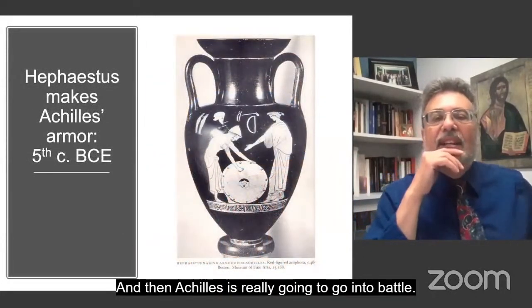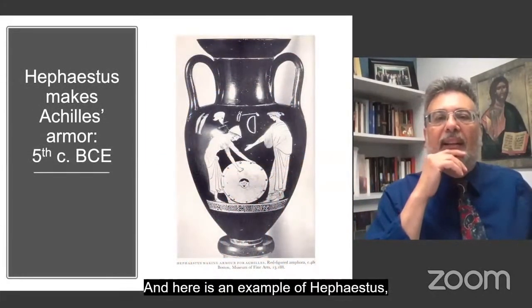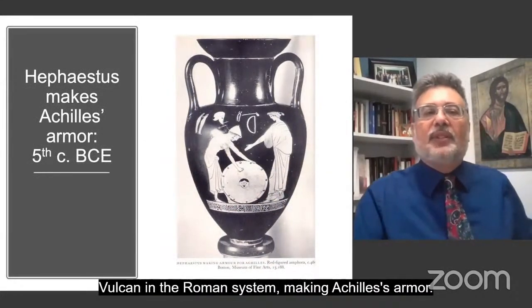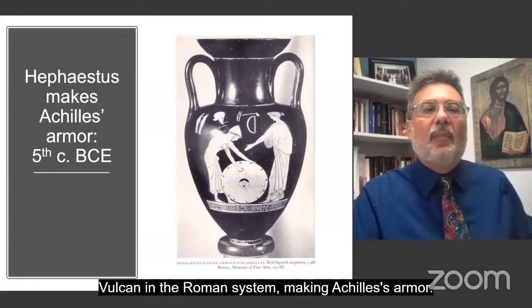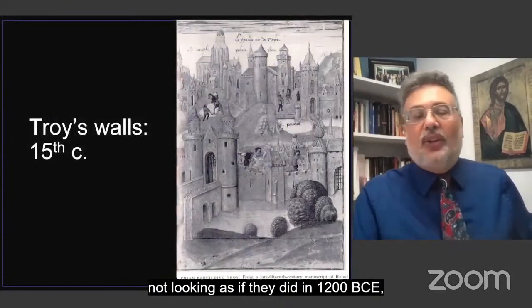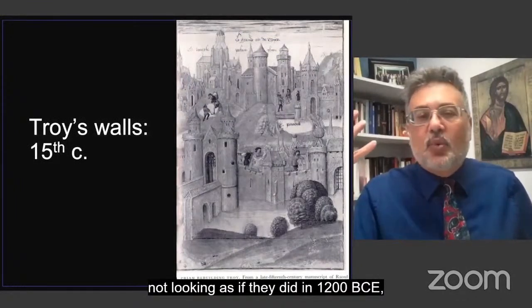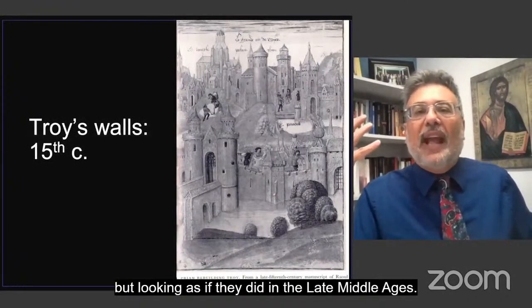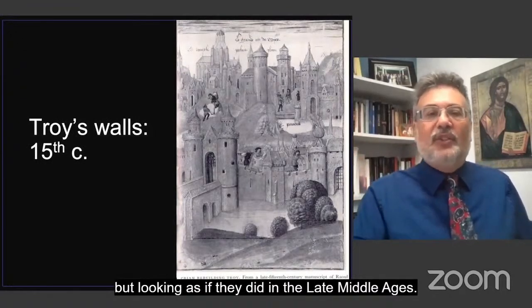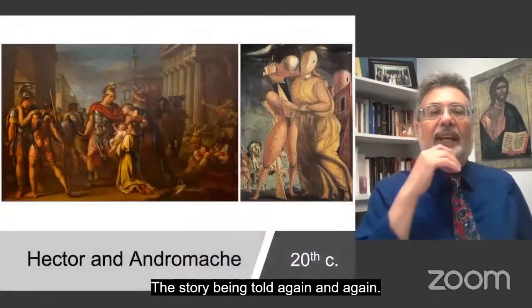And then Achilles is really going to go into battle. And here is an example of Hephaestus, Vulcan in the Roman system, making Achilles' armor. The walls of Troy not looking as if they did in 1200 BCE, but looking as if they did in the late Middle Ages, the story being told again and again.